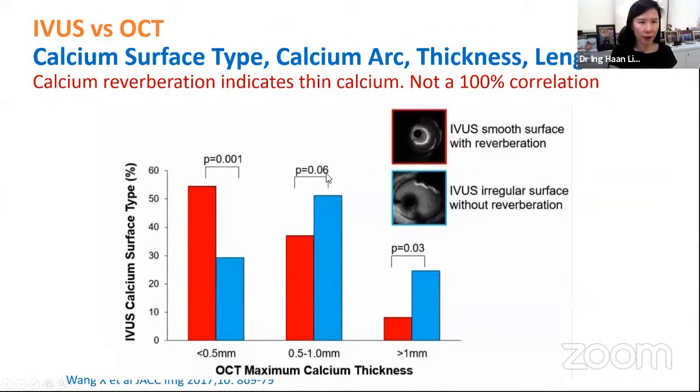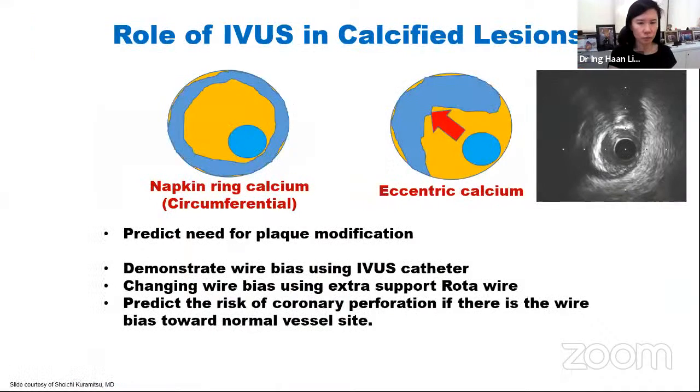When IVUS is compared with OCT, the presence of a smooth surface on the IVUS with reverberation predicts and correlates with thin calcium. The presence of an irregular surface without reverberation indicates thicker calcium, but it is not a 100% correlation.